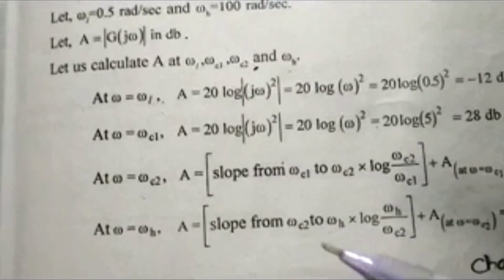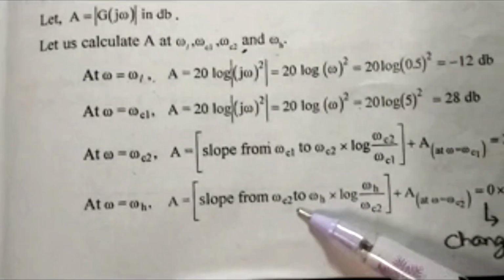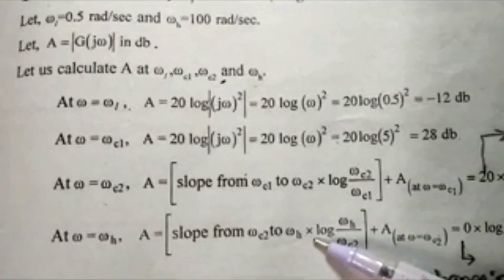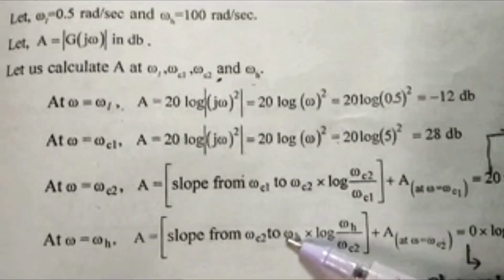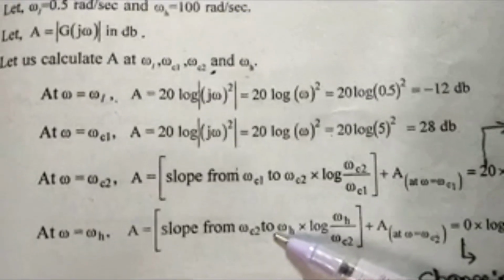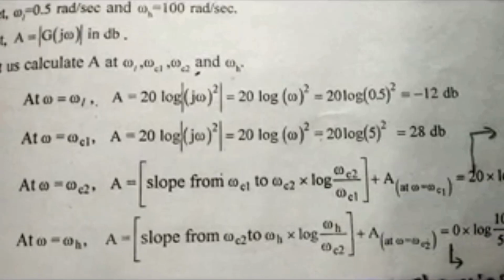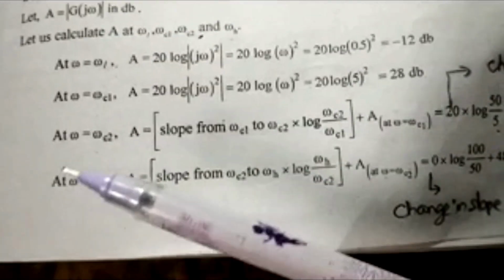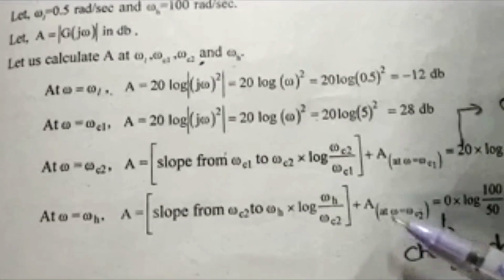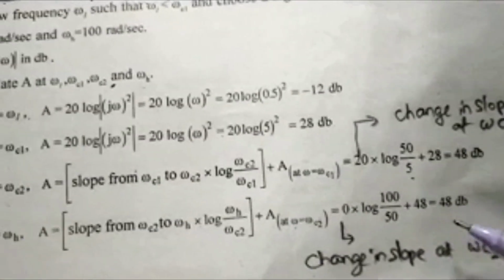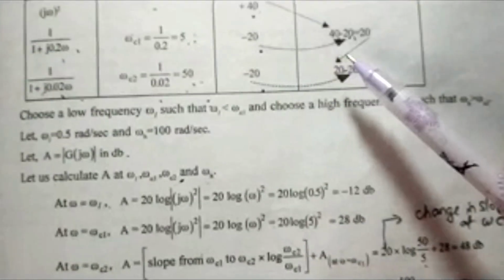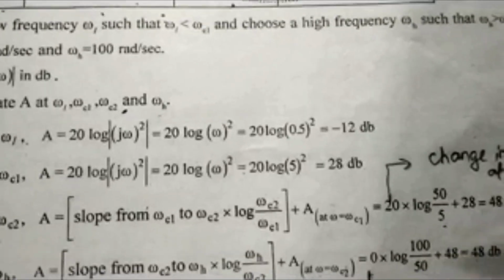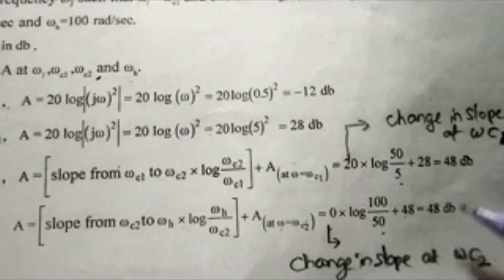Okay, and next, the formula for finding the magnitude at omega H is the same. The value is change in slope at C2, or slope from C2 to omega H, which is nothing but change in slope at C2, into log omega H by omega C2 plus the previous gain. The previous gain is the gain at omega equal to omega C2. Whatever gain is obtained, that is added. So for omega C2, what is the change in slope? The change in slope is 0, into log omega H by omega C2 plus the previous gain.